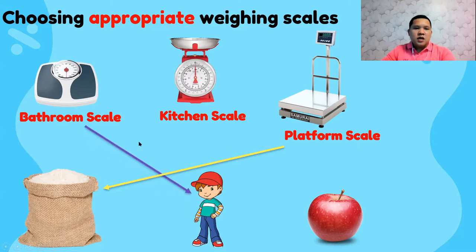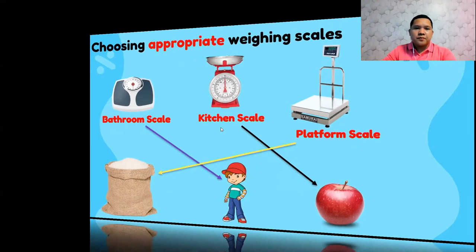For this little boy, you are going to use a bathroom scale. You know this one already, because you measure your weight, I think, every month. For the apple, you're going to use a kitchen scale. Easy, right? Again, for the sack of rice, platform scale. For the little boy, bathroom scale. And for the apple, kitchen scale. Good.